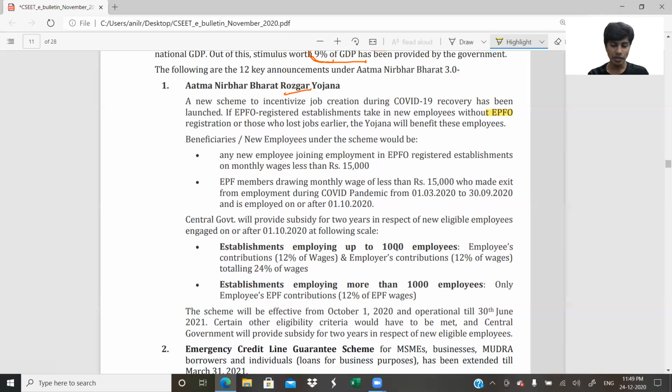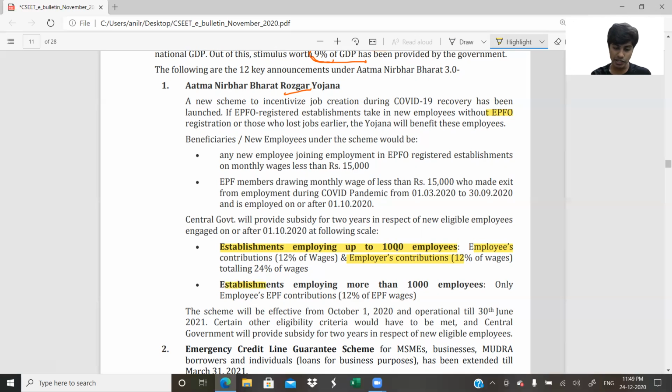The government says that if the establishment has up to 1,000 employees, meaning a small organization, then the government will pay the employee's contribution as well as the employer's contribution. The employee, meaning the worker, and the employer, that is the businessman, both need not pay money to the government. Instead, the government will increase the PF balance in the account as if it was actually paid. You get that? When is this? When the number of employees is less than 1,000.